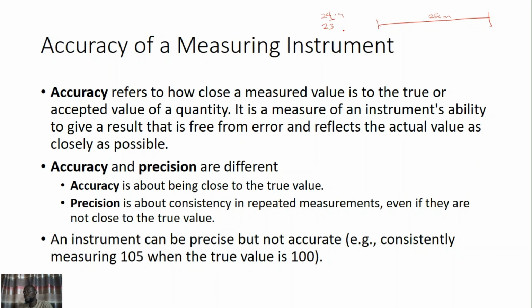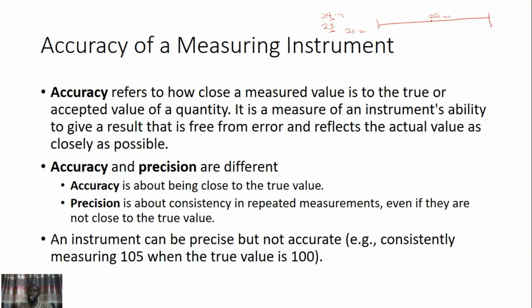If the value is 25.2, it's closer to this value. So this is more accurate than 23, because if you look at the error margin between them, it is less here. So accuracy is how close our observed value is to the true value. While precision, on the other hand, refers to how consistent a measurement is by an instrument.